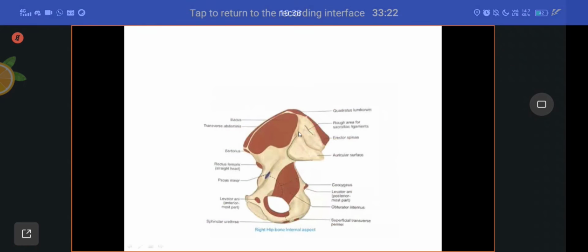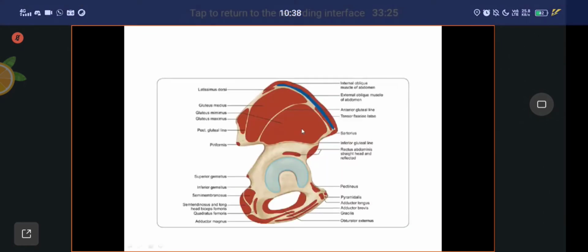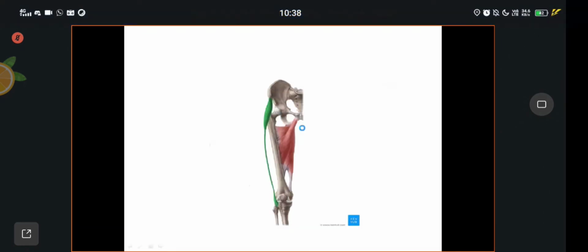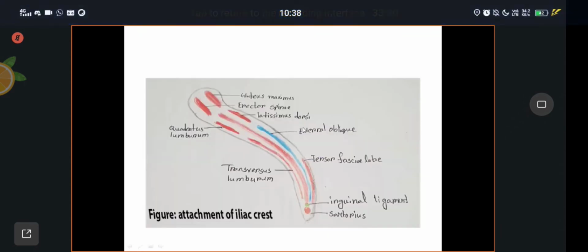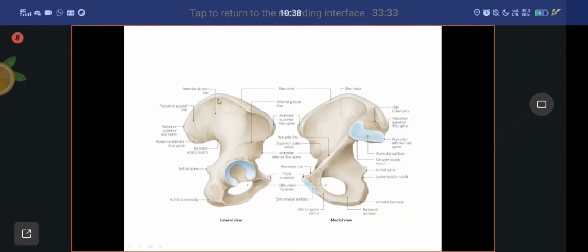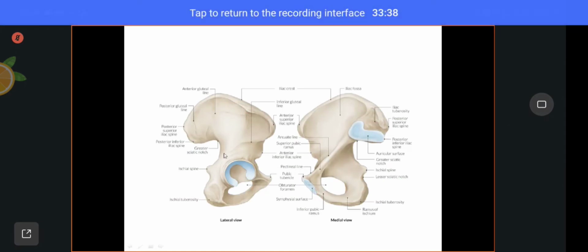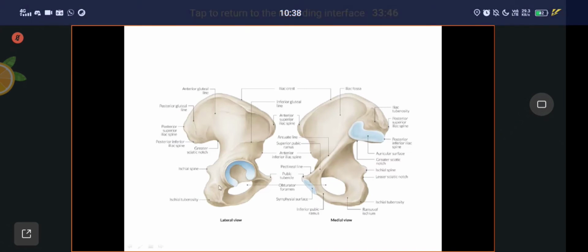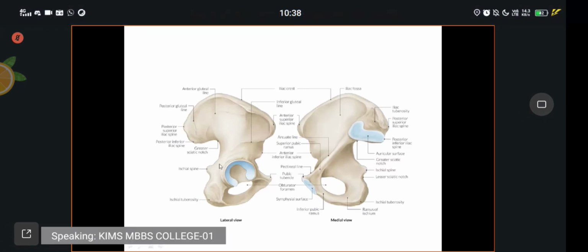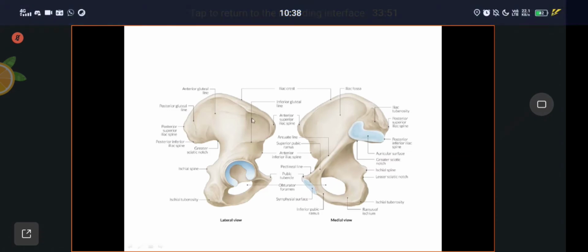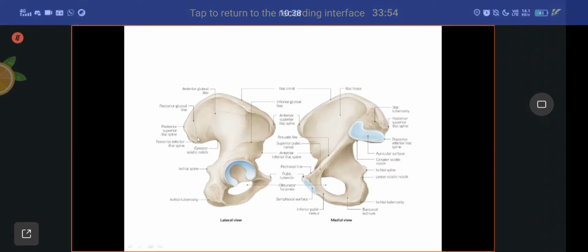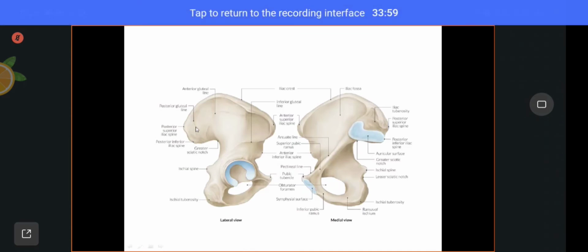Then the muscles which are getting their origin from the gluteal surface. Where is this gluteal surface? So this is the gluteal surface, right? This gluteal surface is continuing with the posterior surface of the ischium. This gluteal surface is again divided by 3 lines into 4 areas.